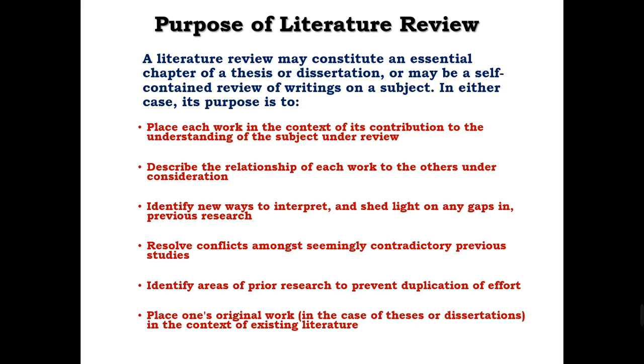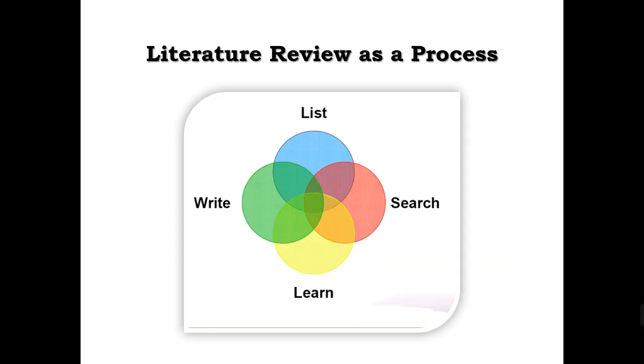Place one's original work in the context of existing literature. That means you have to accept it as literature. Maybe it may be a thesis or dissertation also. So coming to the process of literature review, you have to first of all search and learn, see what is there, write, and finally list out everything. You can do it like this also: search, list out, completely learn the concept and what things are done, and write it in your notebook. This may also be possible.